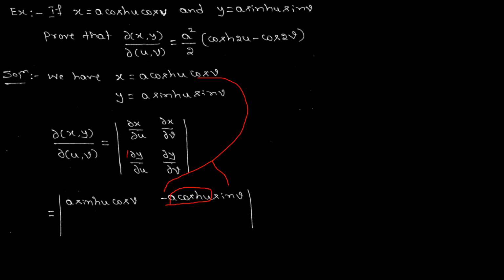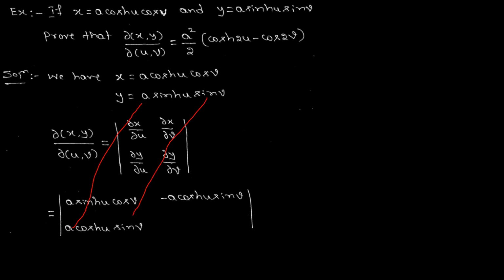Now let us differentiate y with respect to u partially. Since we are differentiating with respect to u partially, we need to take a and sin v as constants now. Let us differentiate now here in this place. We have taken a as well as sin v as it is. Differentiation of sinh u is cosh u.